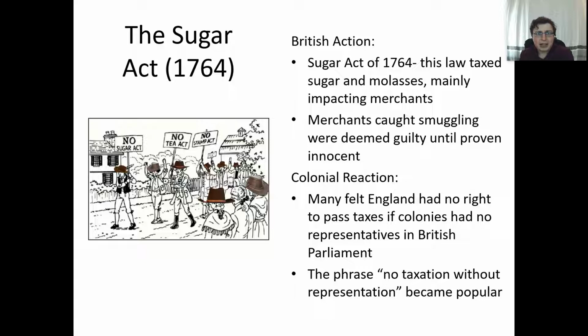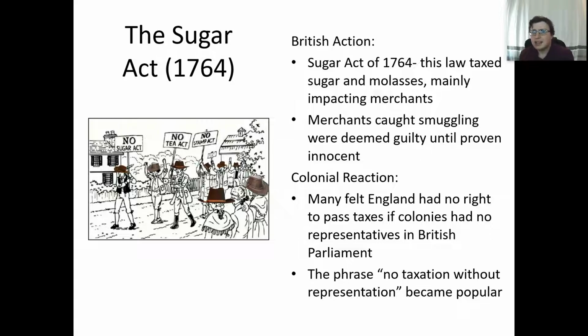Another act that would impact the people in the American colonies would be the Sugar Act, which is going to be a law that would tax sugar and molasses, both from the same product, and this would hurt the merchants of the American colonies more than anyone else. These merchants, trying to avoid that law, would attempt to smuggle their goods, but when they were caught, they were deemed to be guilty until they were proven innocent, which would go against the concepts of English court back home.